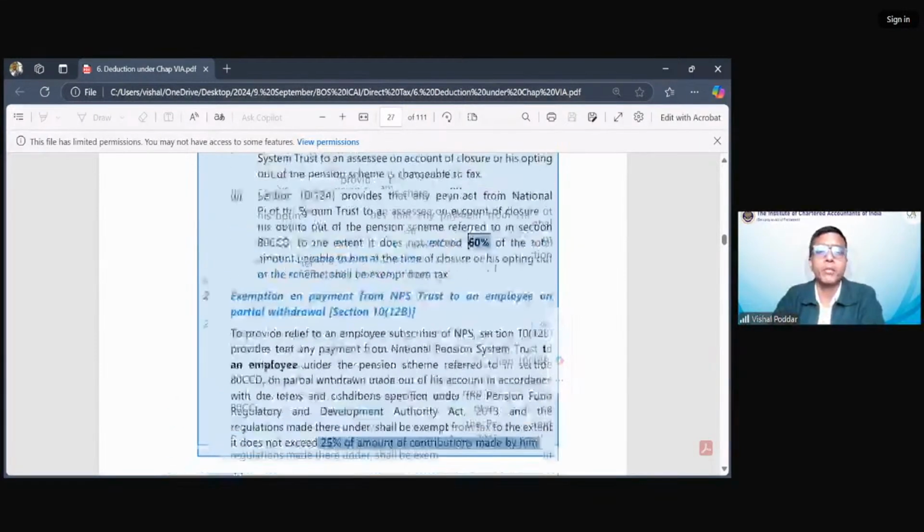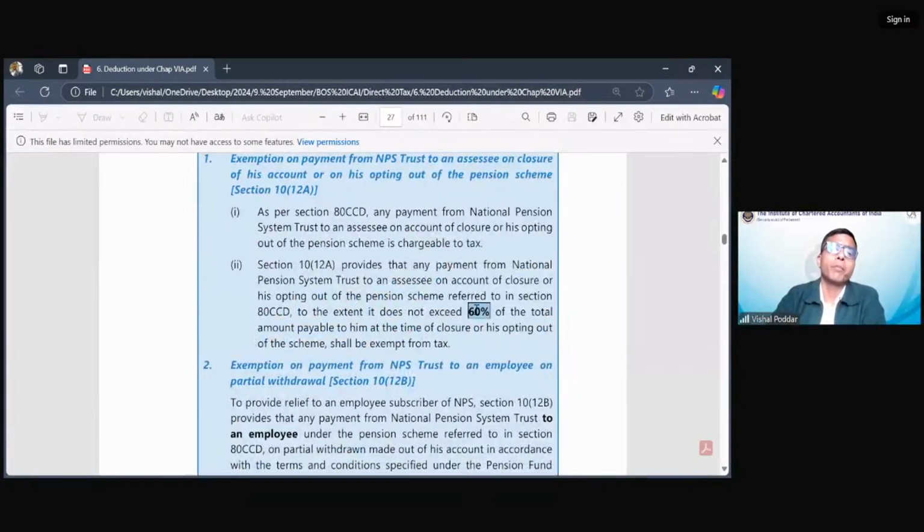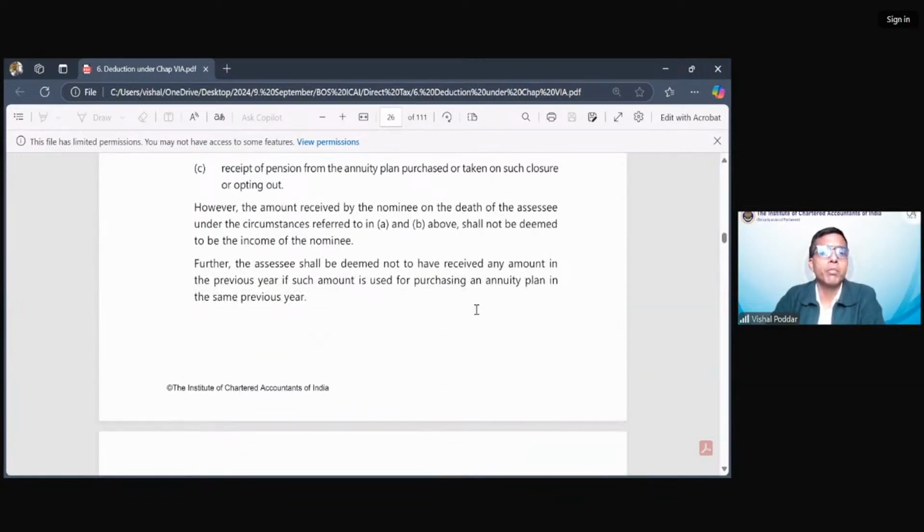And at the end of the scheme, if you are withdrawing money, up to 60% of the lump sum withdrawal is exempt. And if at the end of the scheme, you are withdrawing money and you are purchasing another annuity plan, nothing will be taxable. So this is how the withdrawal becomes taxable.